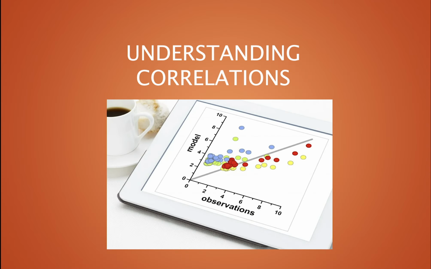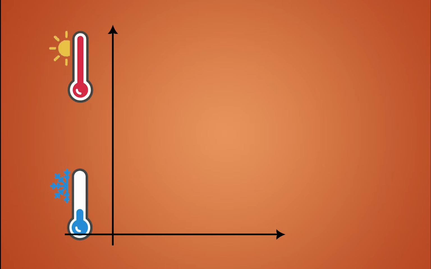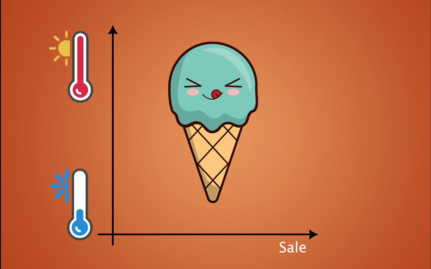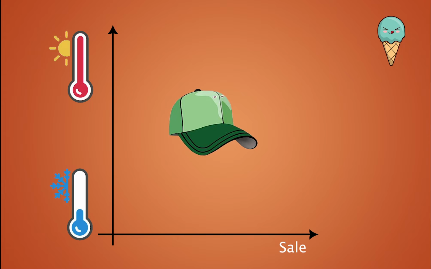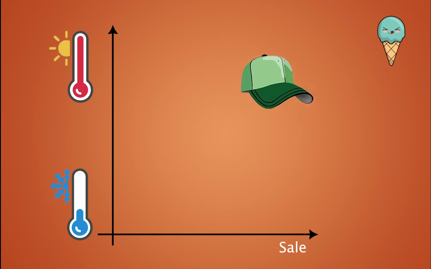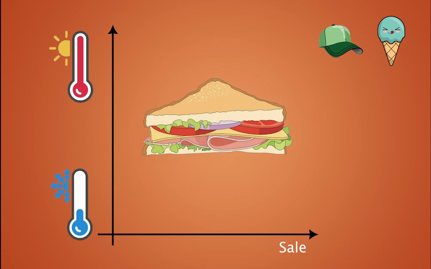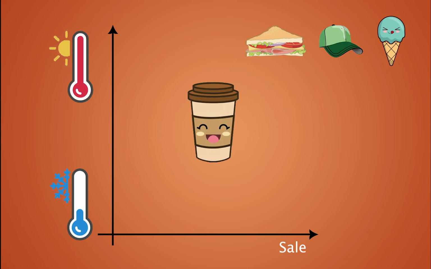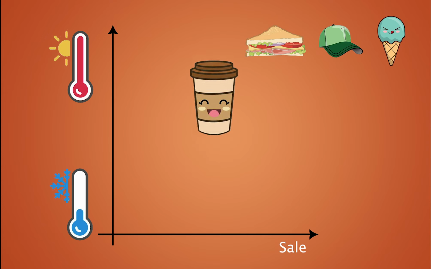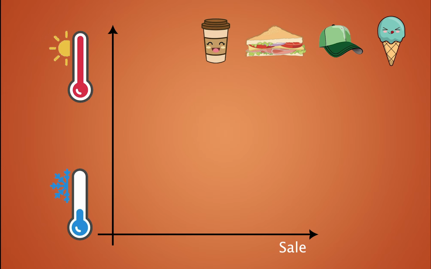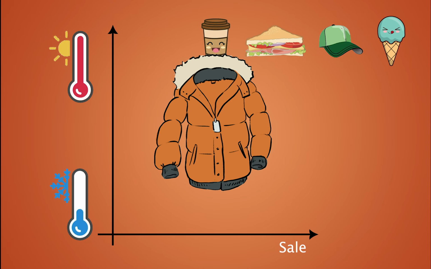Correlation is used to understand the relationship between variables. Let me ask you some questions. Do you think that there may be a relationship between rising temperature and selling ice cream? What about rising temperature and hat sales? What about rising temperature and sandwich sales? What about rising temperature and coffee sales? And at last, what about rising temperature and coat sales?